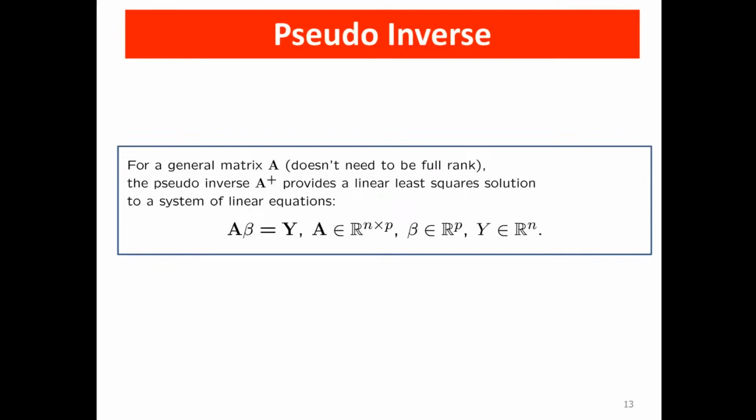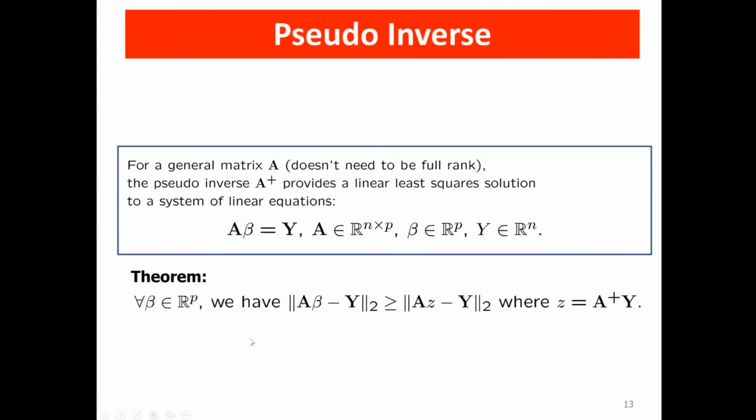For a general matrix, A doesn't need to be full rank. In this case, the pseudo-inverse A plus provides a so-called linear least squares solution to a system of linear equations. This linear system of equations is A times beta equals y, where A is an n times p matrix, beta is a p-dimensional column vector, and y is an n-dimensional column vector. For general A matrices, this system might not have a solution, but we can always minimize the error, the squared norm of A times beta minus y, in beta. The main theorem is as follows.